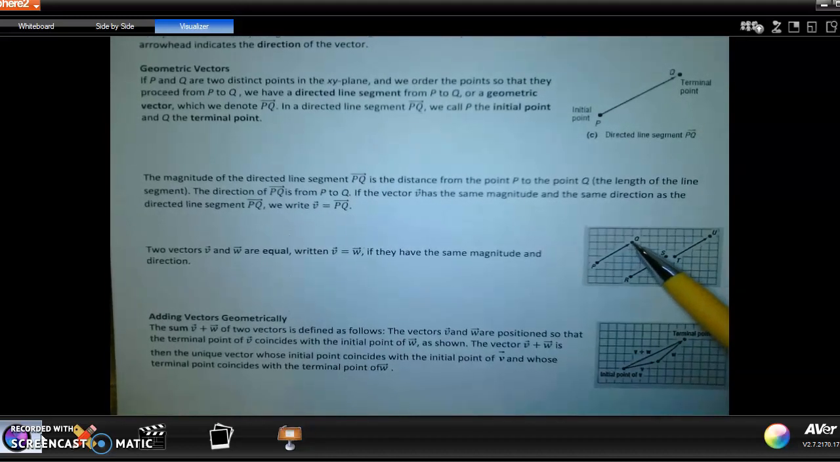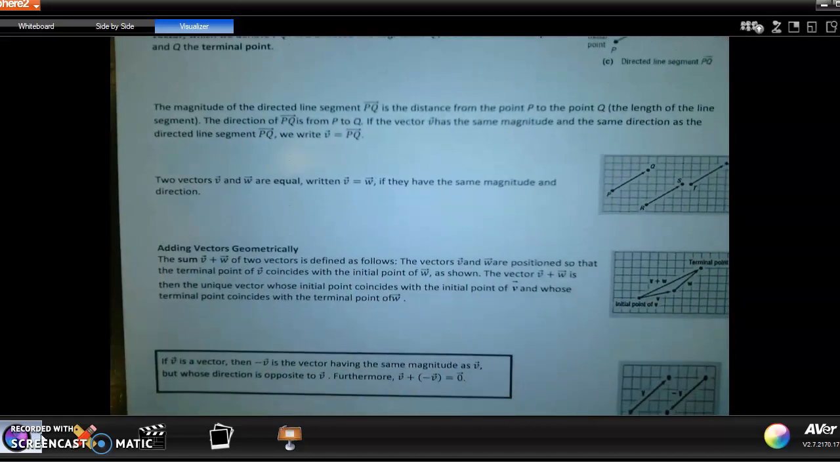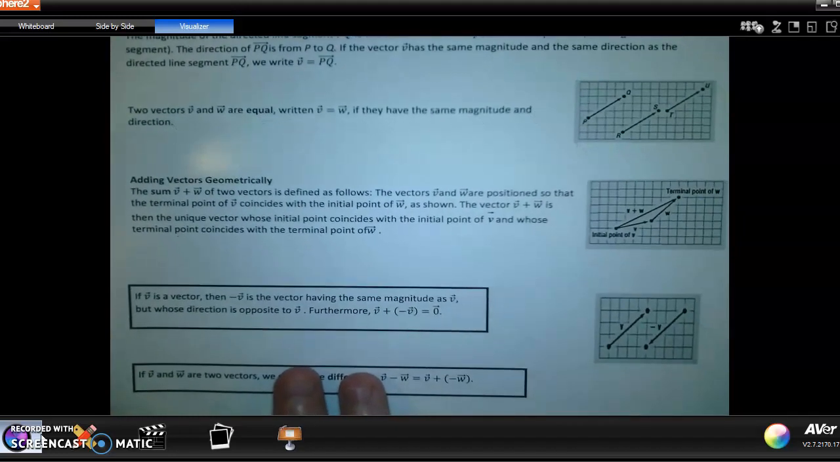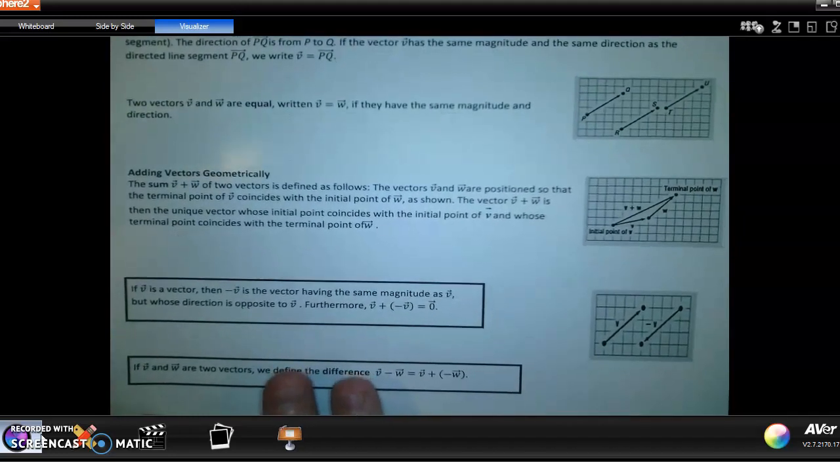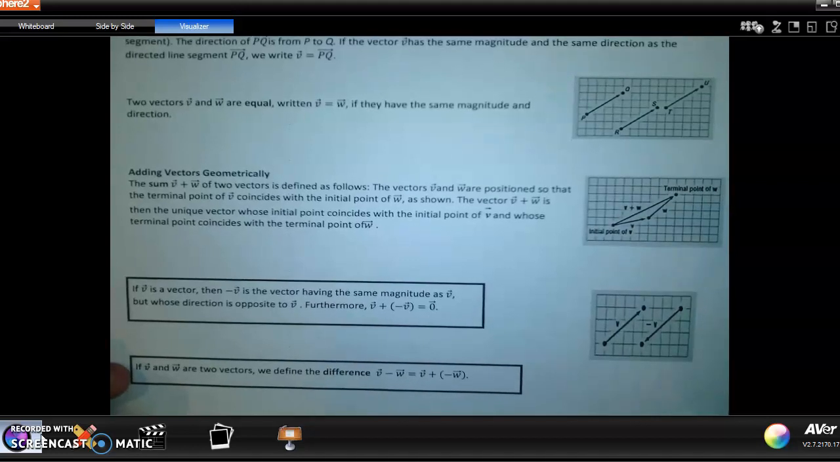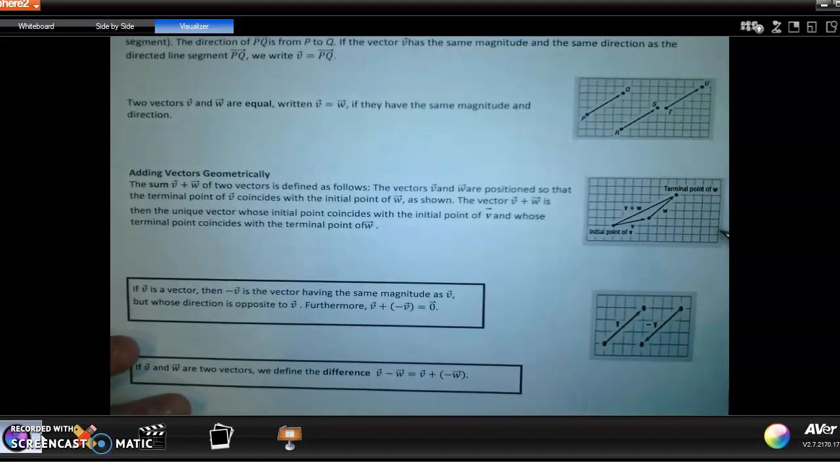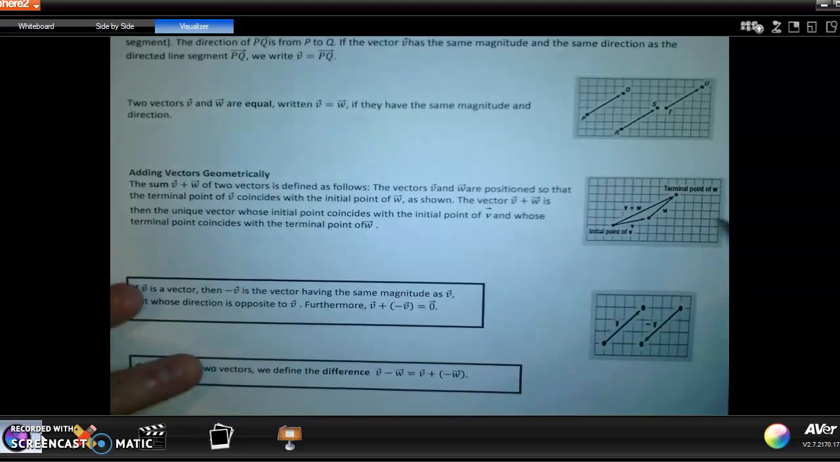If this was a slightly different direction, then they're not equal automatically, even if they have the same length. Today, we're going to be talking about adding vectors. Next lesson, we're going to look at adding vectors not geometrically. We're actually going to do it algebraically, but I want you guys to understand what it means to add two vectors together. So this would be the sum of vectors V and W.